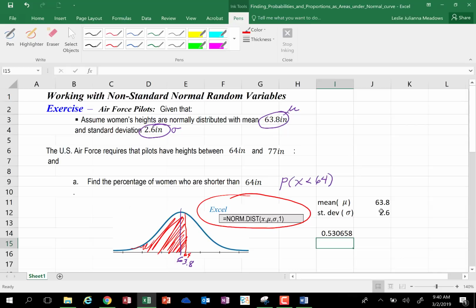So, let's go ahead and label that area under the graph. Please don't forget that there is a big difference between the areas under the graph and the values that we see on the axes. We see the mean and our value of 64 labeled on the axes. But the area under the graph is approximately 0.5307. So the percentage of women who are shorter than 64 inches is approximately 0.5307.